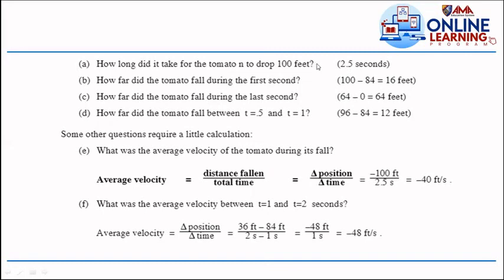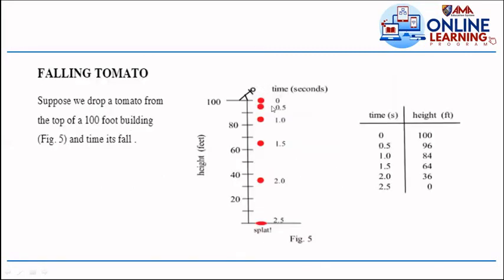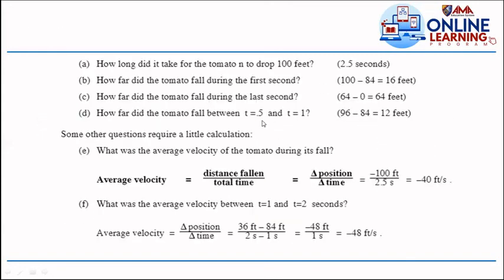Okay? Next, how far did the tomato fall during the first second? Ito na yung first second nila. Magmula dito hanggang dito. Gano'n raw siya kalayo pagkatapos ng isang segundo. Okay? So, after 1 second, nandito na siya, 100 minus 84. 100 minus 84, the answer is 16 feet. So, yun po yung layo niya after 1 second.